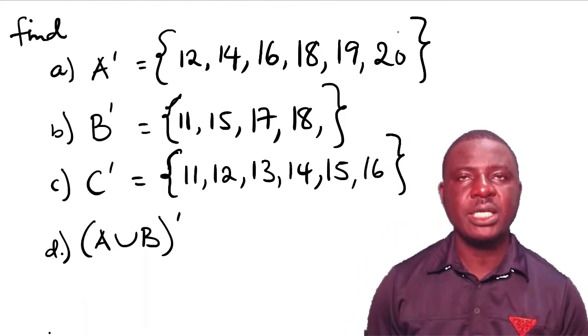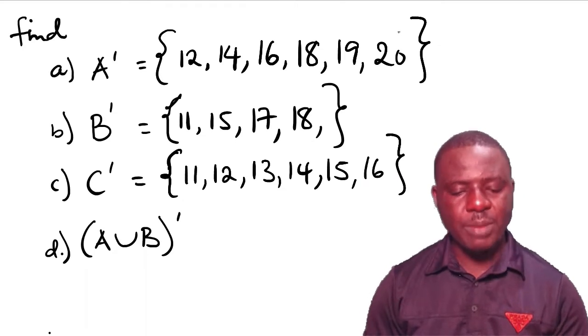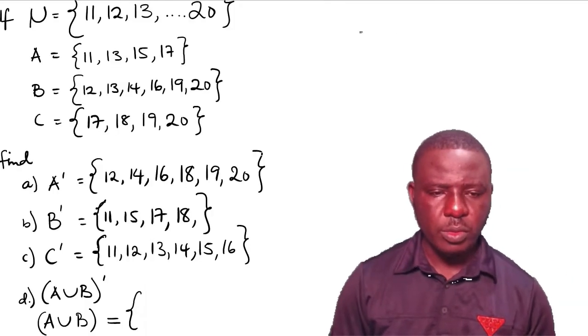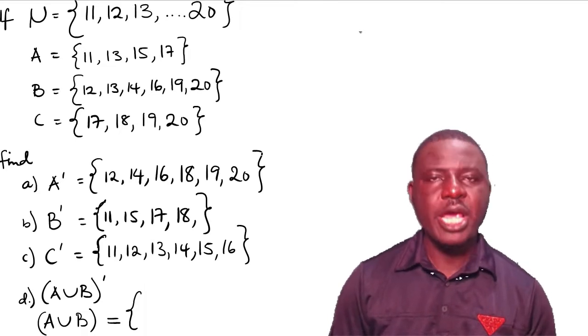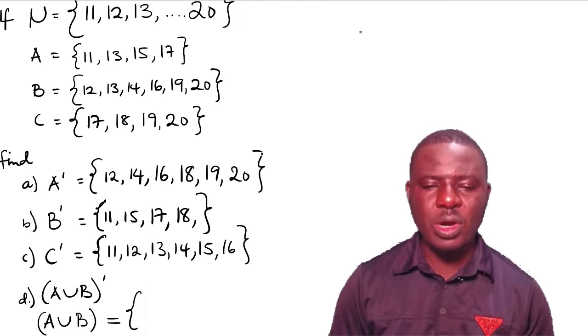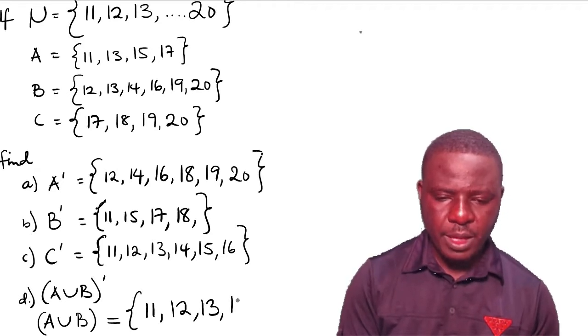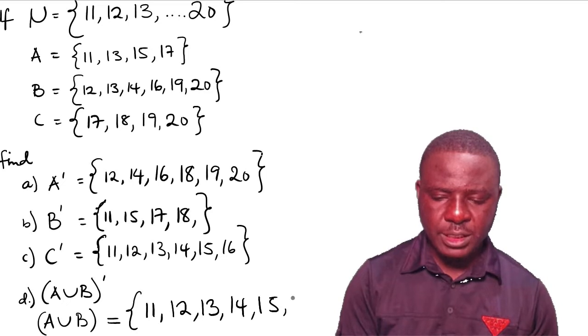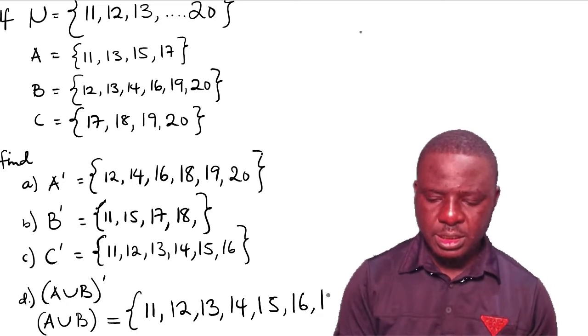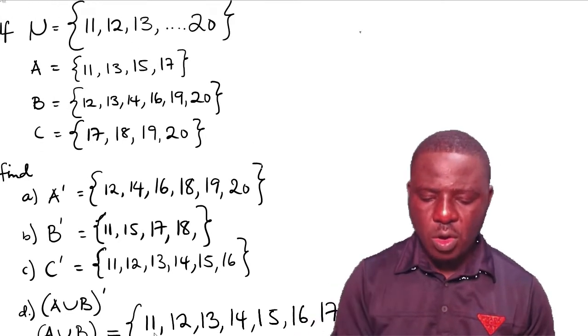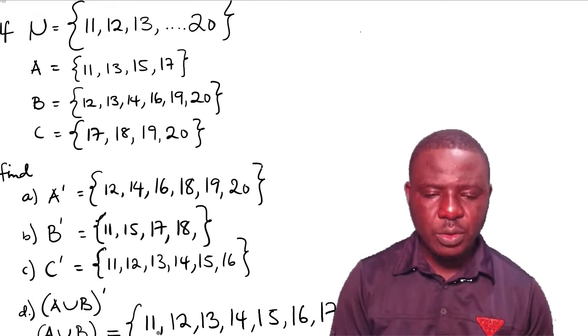D says we should find (A union B) complement. A union B means all that is in A plus all that is in B without repetition. So I have 11, 12, there's 13, there's 14, 15, 16 is there, 17 is there, we don't have 18, so we have 19, and then 20. Now I have gotten all that is in A and B without repetition.